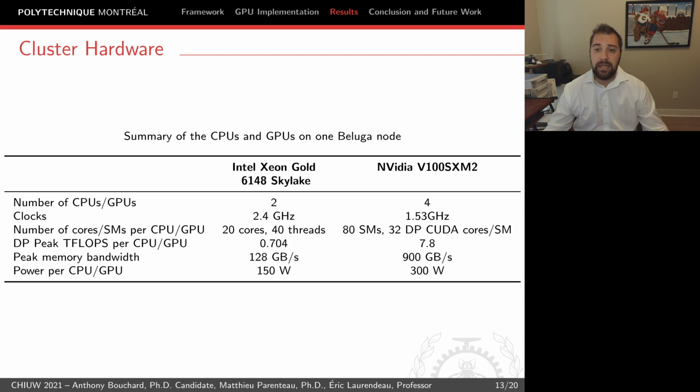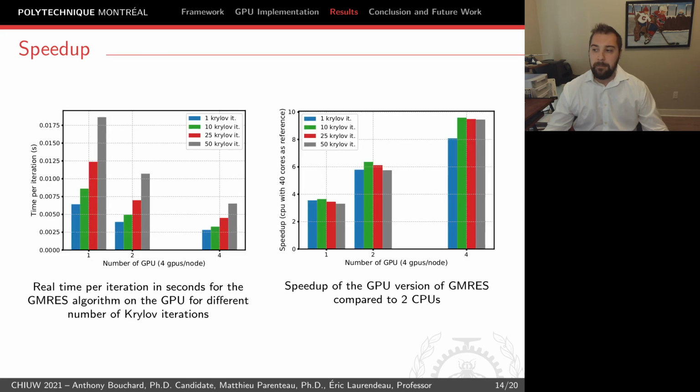Here we see a summary of the CPUs and GPUs on a single compute node. We have 2 Intel Xeon Gold CPUs and 4 NVIDIA V100 GPUs per node. I would like to point out that the ratio of the memory bandwidth for these two hardware is around 7, which is the speedup that we could expect if all the operations would be memory limited. Which is what we see here in the graph to your right.